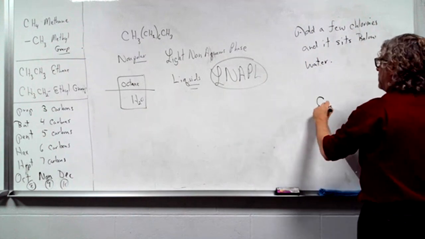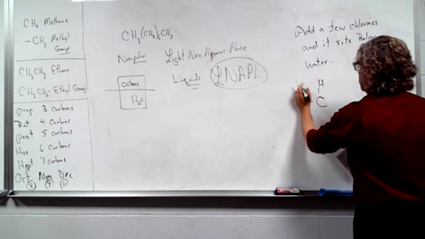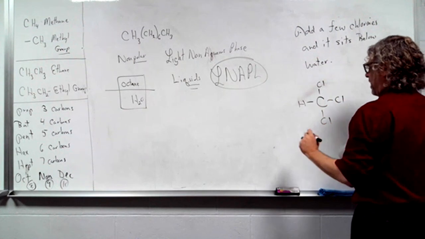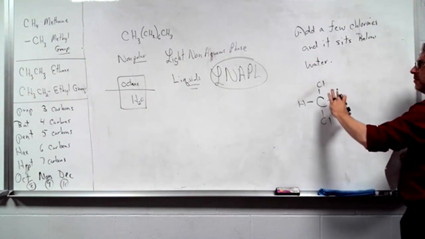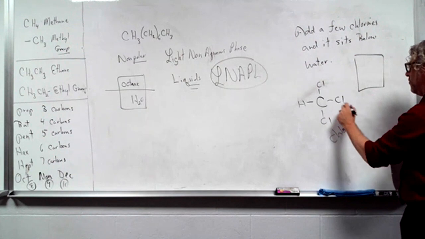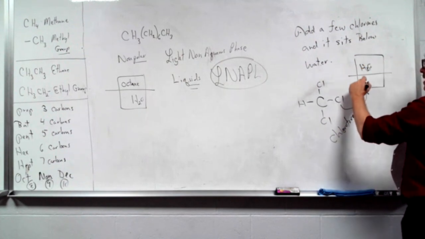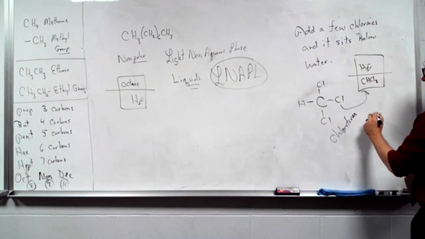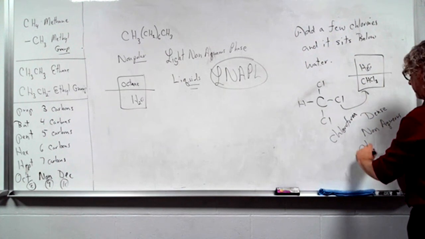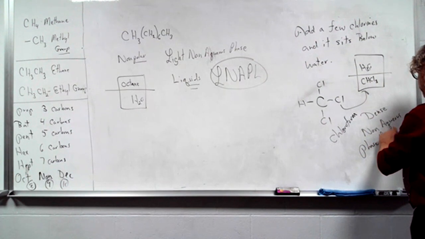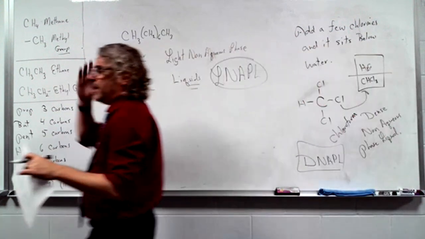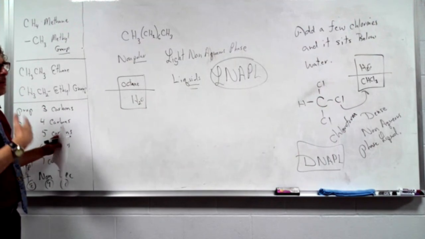So if I had this H, there you go, it's a horrible chemical, H, Cl, Cl, Cl. That still is nonpolar, but this species called chloroform sits on the bottom. So this is H2O, and this would be the CHCl3. This would be the dense non-aqueous phase liquid. The dense non-aqueous phase liquids are actually quite frightening things because they sit on the bottom of a lake.